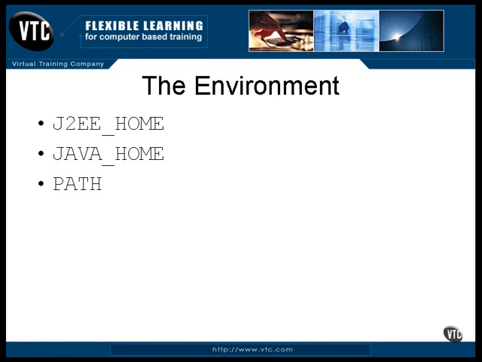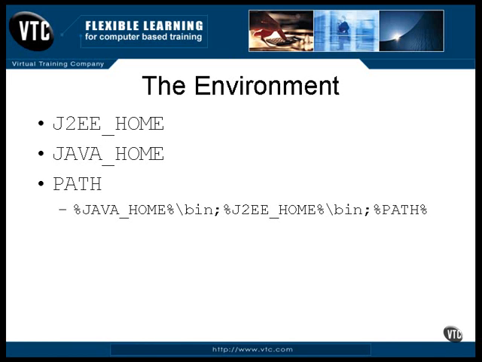If the directory of the Java executables and the J2EE executables is included as part of the path, then they'll be found when you try to run them. On Windows, you could set the path from the command line like this. The path is a list of directory names separated by semicolons. This example sets the path to include the bin directory of JAVA_HOME, then a semicolon, then the bin directory of J2EE_HOME, then a semicolon, then the original contents of the path variable. The process of actually setting a path is quite simple.